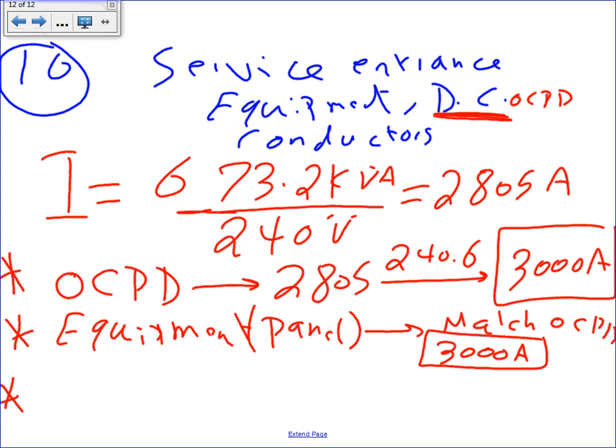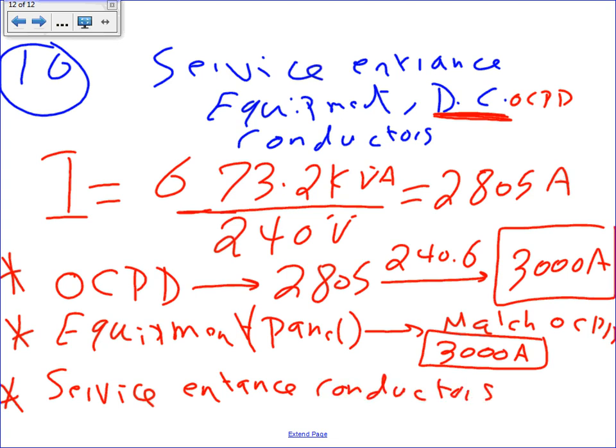Service entrance conductors. And I'm going to say here, match overcurrent protection device. See how easy that is when you go higher than 800 amp? You just start matching them. So what's my panel size?